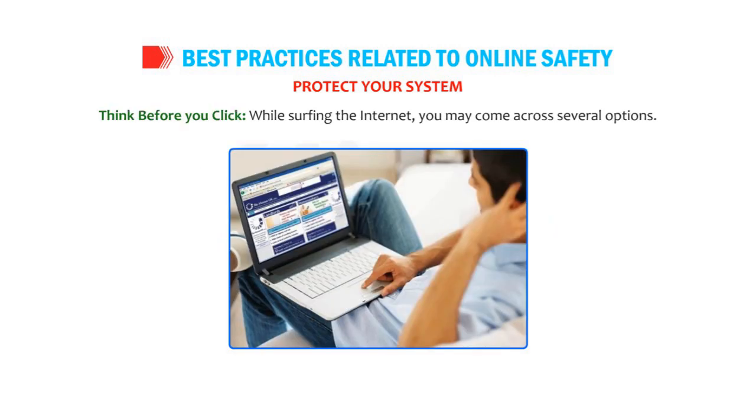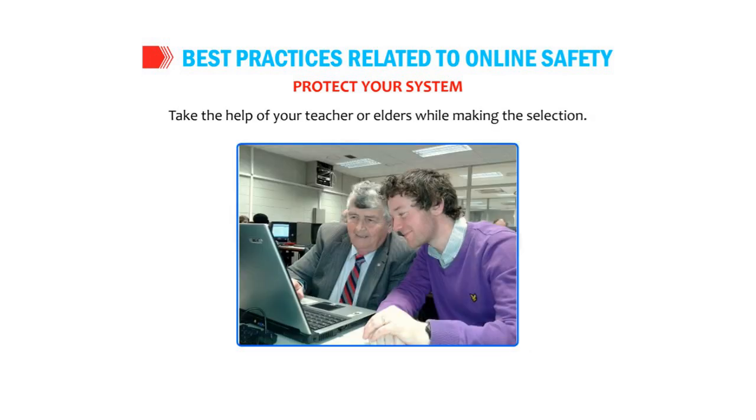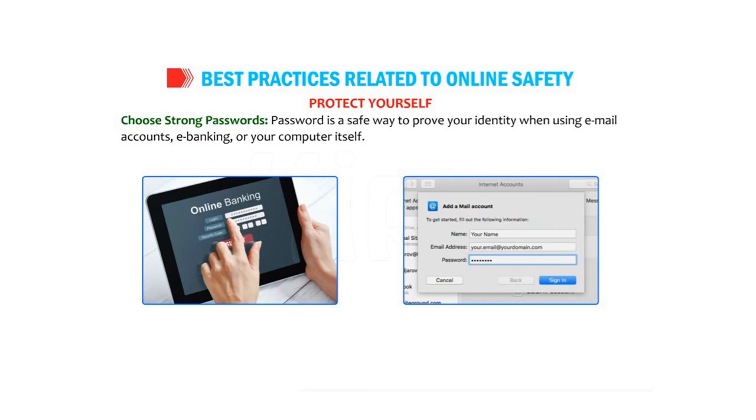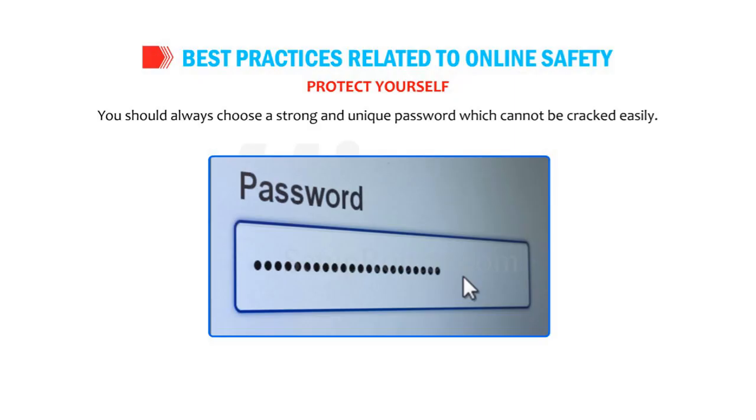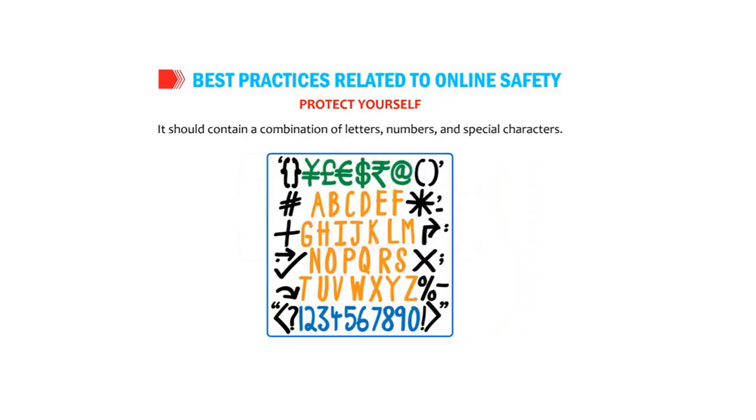Think before you click. While surfing the internet, you may come across several options. Be vigilant while selecting the appropriate option. Take the help of your teacher or elders while making the selection. Protect yourself. Choosing strong passwords. Password is a safe way to prove your identity when using email accounts, e-banking or your computer itself. You should always choose a strong and unique password which cannot be cracked easily. It should contain a combination of letters, numbers and special characters.